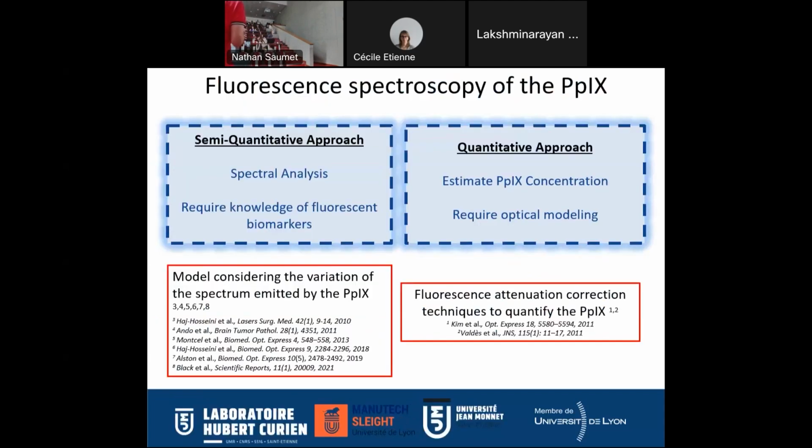So, in fluorescence spectroscopy of protoporphyrin 9, there are two main approaches. The first one, which is a quantitative approach, estimates the PP9 concentration in absolute units, but it requires optical modeling, and a part of the scientific community is working on this aspect. And on the other hand, there is a more semi-quantitative approach, which studies the spectral shape of the fluorescent measurement we acquire, but it requires a lot of knowledge on the fluorescent biomarkers that are present inside the measurements.